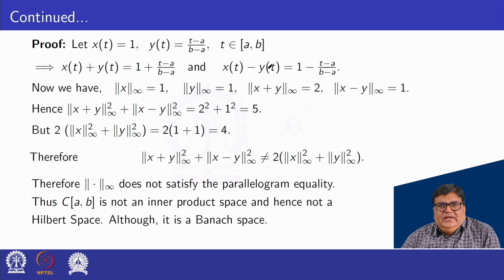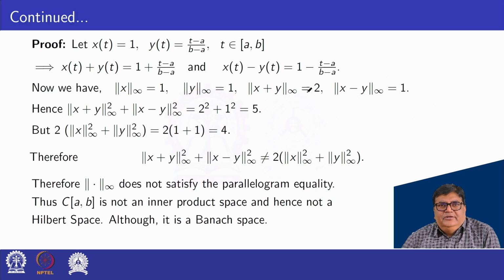Similarly, x - y is equal to 1 - (t - a)/(b - a). So the supremum value of |x(t) - y(t)| is the maximum value of this. Here it is minus, so if t is equal to a, we have the maximum value. So (a - a) is 0, and |x(t) - y(t)| equals 1. Here the supremum value of |x(t) + y(t)| is 2.